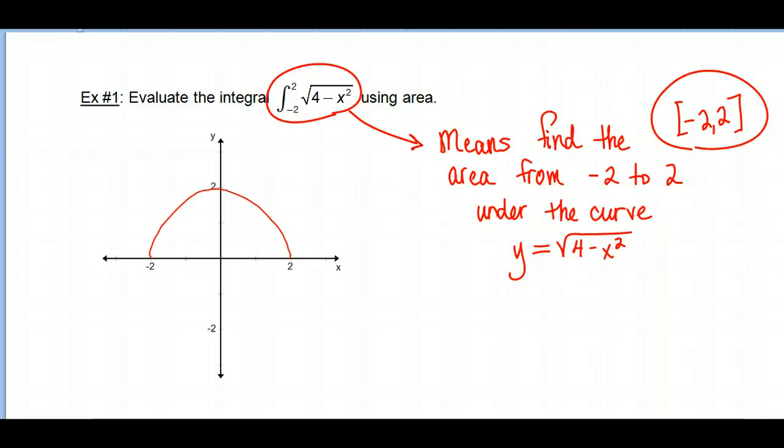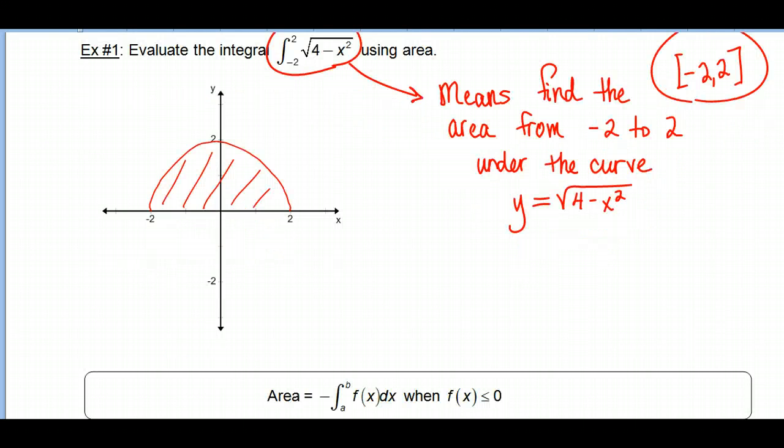Now, I could approximate this by using rectangles, but we don't want that. We want to find the actual area. The whole goal of this lesson is to recognize what shape we have. I'm only going to give you shapes that you know: triangles, rectangles, trapezoids, or maybe some part of a circle.